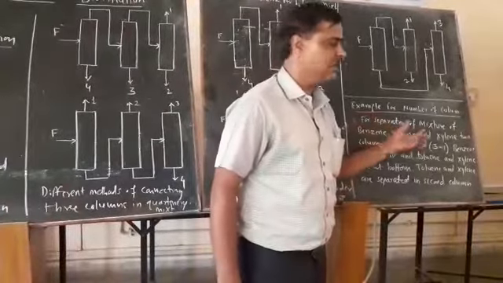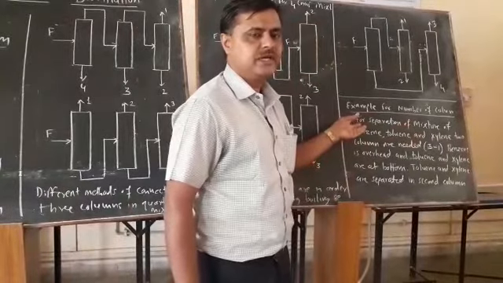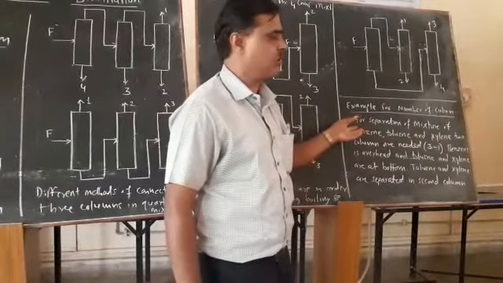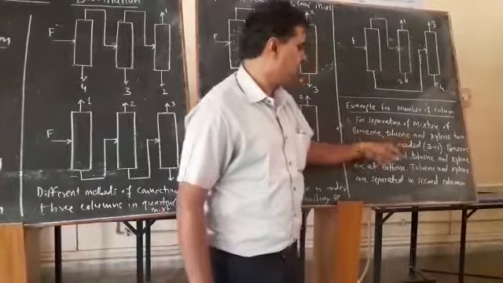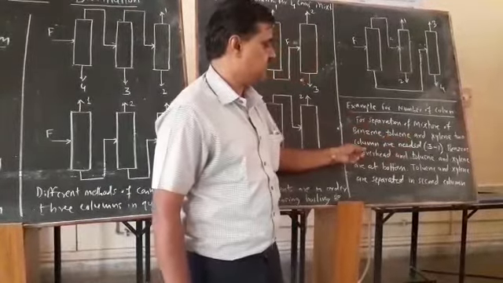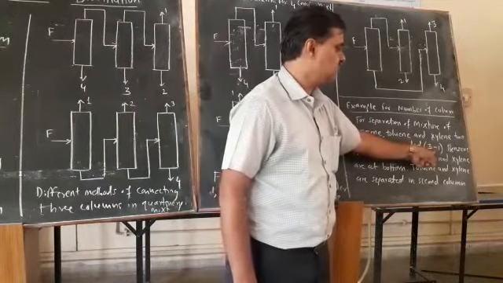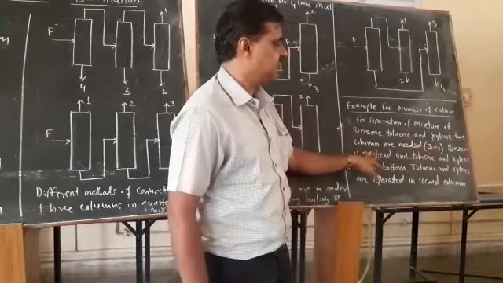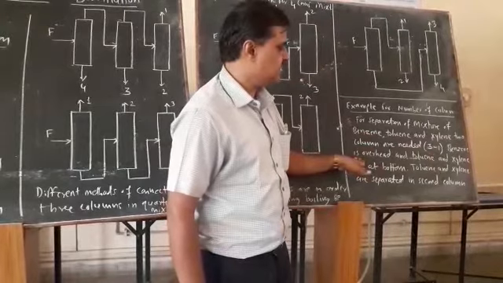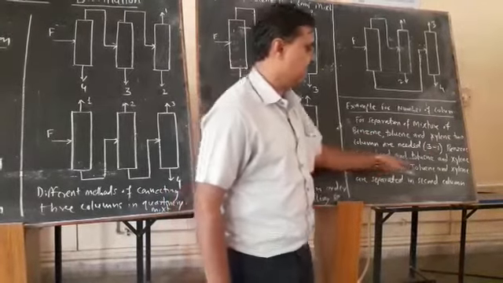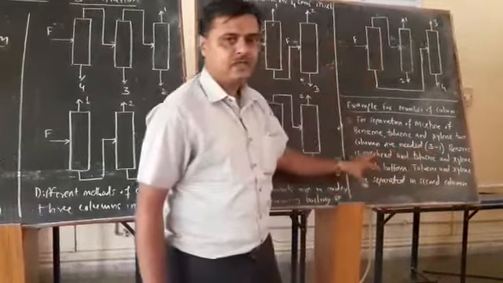Take an example of the number of columns. As I told you, the number of columns required is n minus 1, where n is the total number of components. One example is benzene, toluene and xylene, a 3 component mixture. As we know, n minus 1, that means 3 minus 1, so 2 columns are required to separate these 3 components. In the first column, benzene is obtained, and in the second column you get the xylene as well as the toluene. With this, thank you.